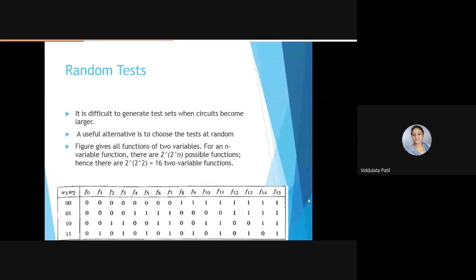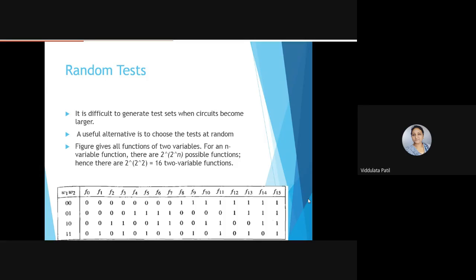If my circuit has only one input, what are the possibilities of the input? It will be either 0 or 1. So that means there will be 2 raised to n possible combinations for the input.